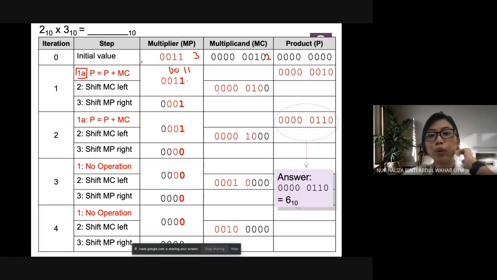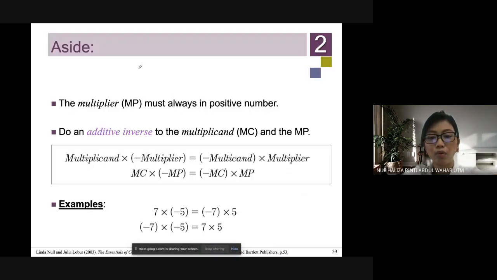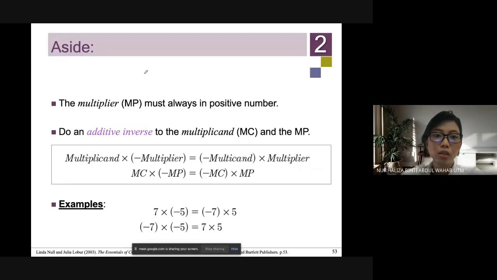Try to finish the table, then you can see the flow for the first version of the multiplication hardware. So aside from this, the multiplier MP must always be a positive number. This is another condition, a limitation. So you need to have positive numbers only.